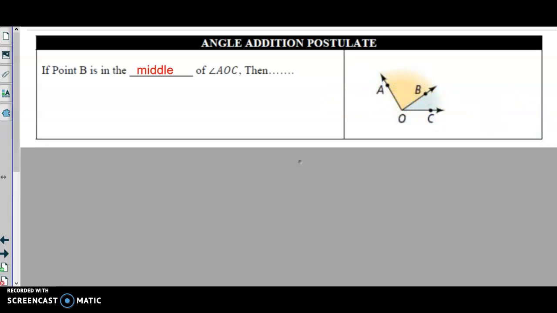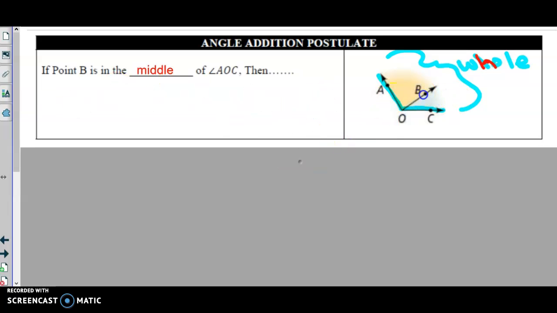So angle AOC would be this angle right here, okay? So that's what we call the whole angle. That's one big angle. Sorry, messed up that word whole.